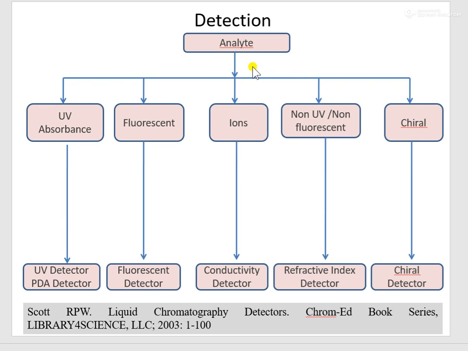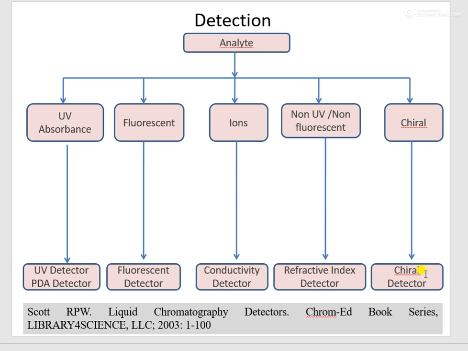Now coming to detection, depending upon the analyte, you have to choose the detector. If the sample has a chromophore, you have to use a UV detector or PDA detector. If the compound is fluorescent, you have to use a fluorescence detector. A fluorescence detector is more sensitive than a UV detector. If you are dealing with ions, you have to go for a conductivity detector. If your sample is non UV absorbing or has no fluorescence, you can go for a refractive index detector. And for detection of a chiral compound, you have to go for a chiral detector.